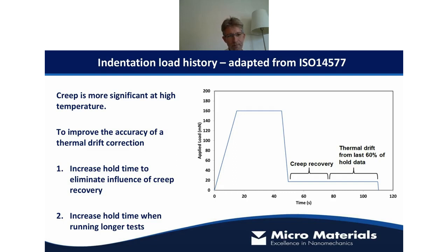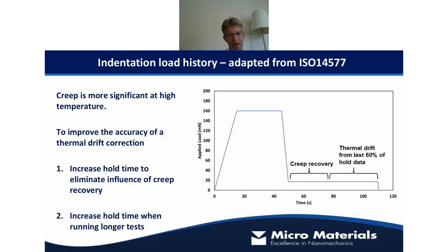So if we look now at the sort of load history that we might want to do, we borrow a sort of ISO 14577 type approach to thermal drift correction. Essentially here, we're allowing for the fact that creep is more significant at high temperatures typically.